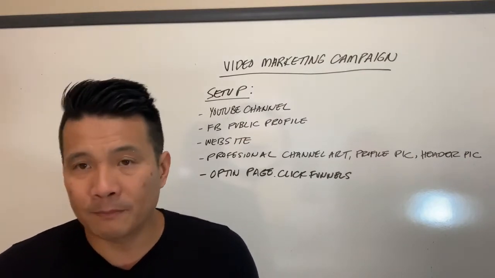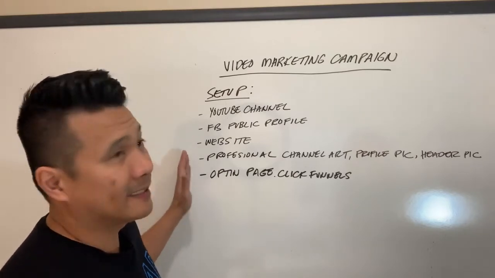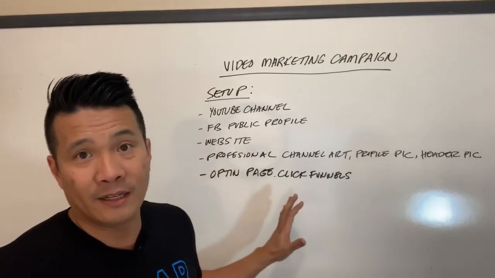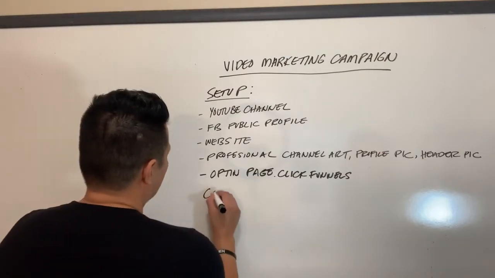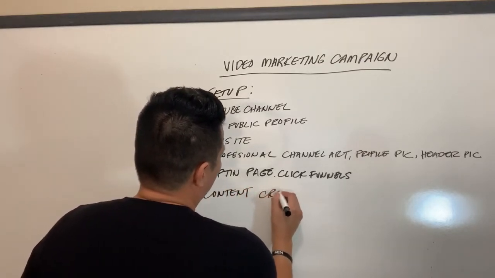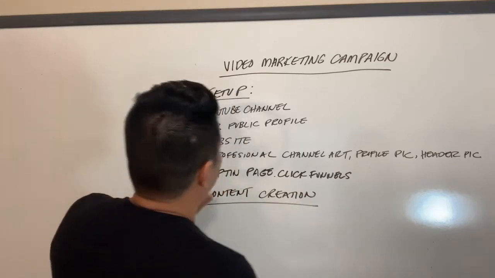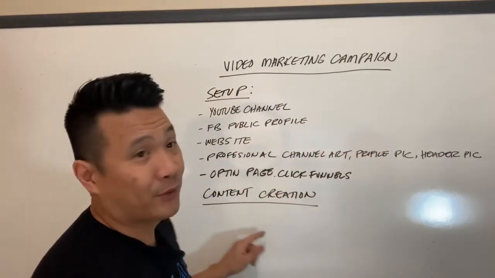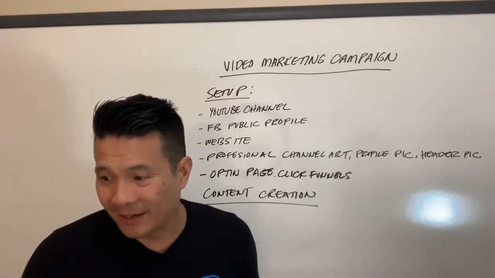The next part, right? Once you set up these systems or channels and the websites and make them look pretty, the next is content creation, right? And this is where people get stuck, because this is a video marketing campaign. So you have to create videos, right? Because it's a video marketing campaign.